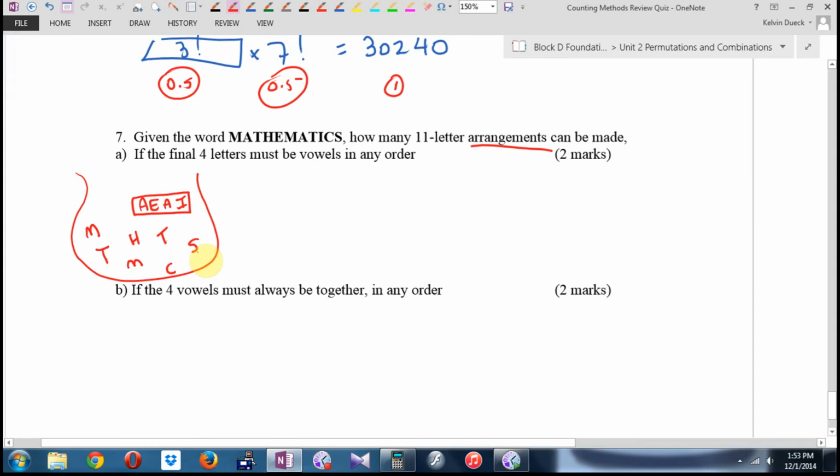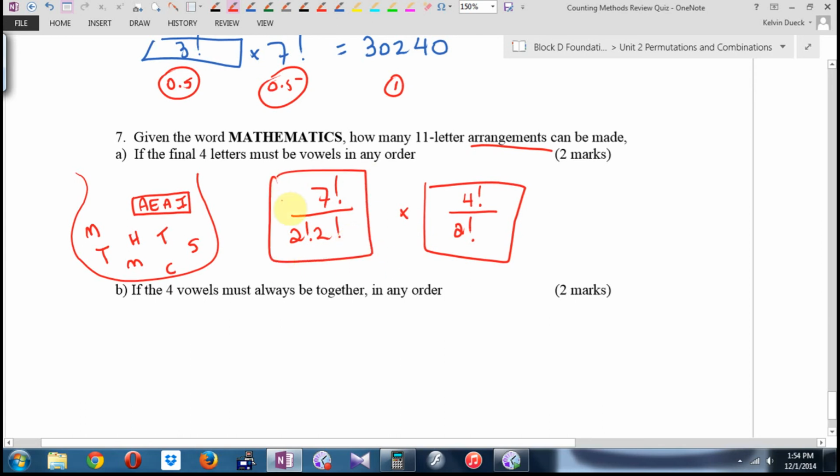Okay, so the final 4 letters must be the vowels. The final 4 letters is going to be 4 letters, but there's 2 A's. That's the final 4 letters. What does that leave me with? 1, 2, 3, 4, 5, 6. That leaves me with 7 letters with 2 M's, 2 T's. So there's the front 7, and then the final 4, because A does appear twice.